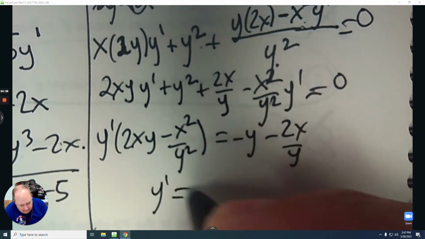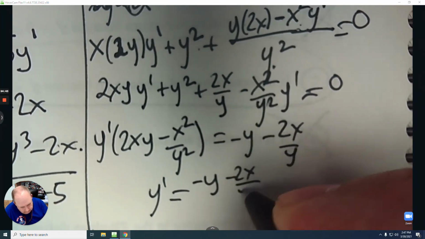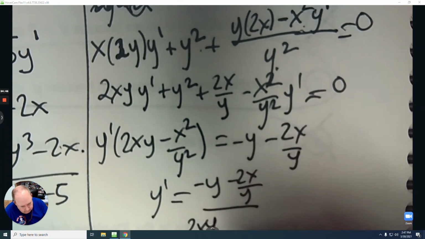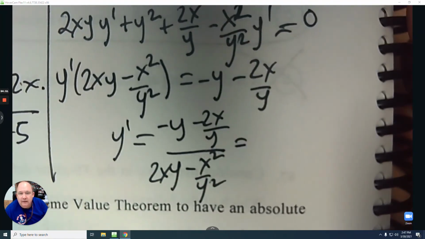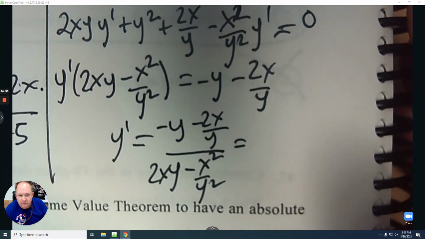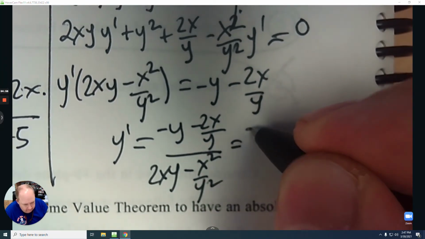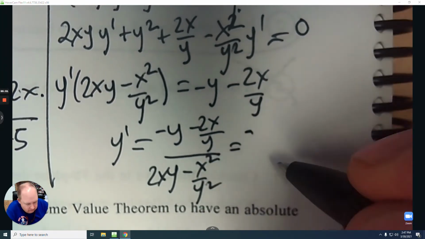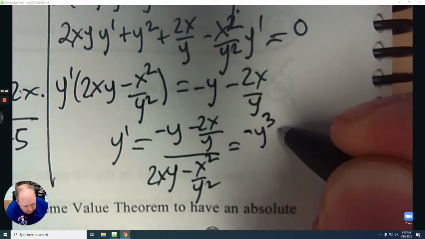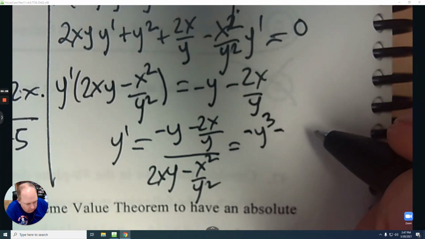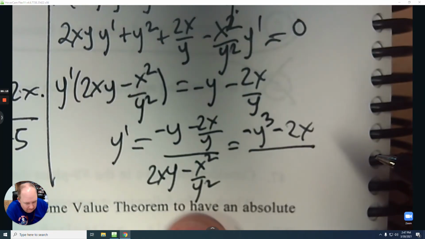So now I can divide. I still have some work to do. So I divided by 2x over y, subtract x squared over y squared. I'm going to multiply everything times y squared. Everything. That will get rid of the fractions within fractions. So if I multiply everything times y squared, I get negative y cubed minus 2x. Am I going to get the same answer? Multiply everything times y squared.